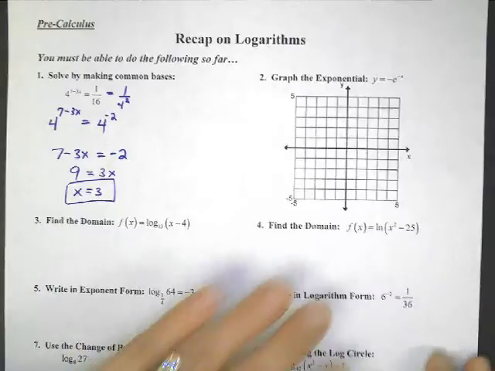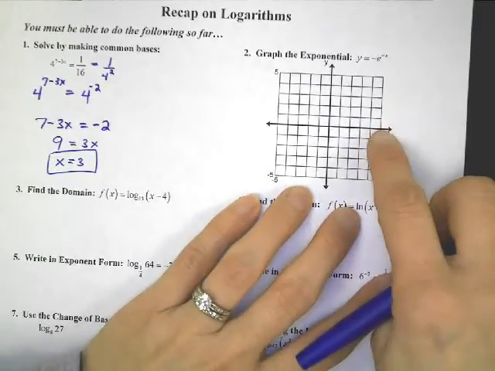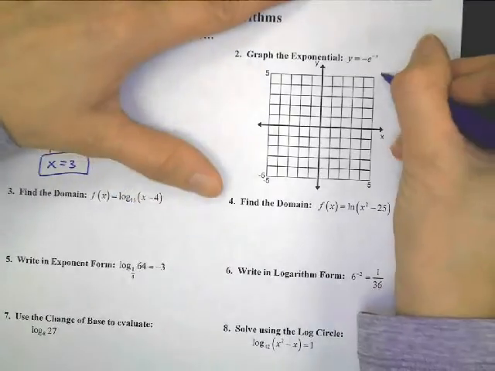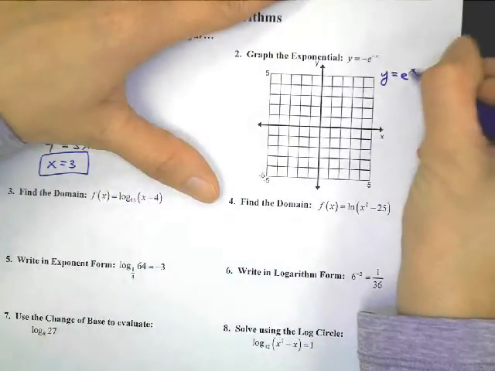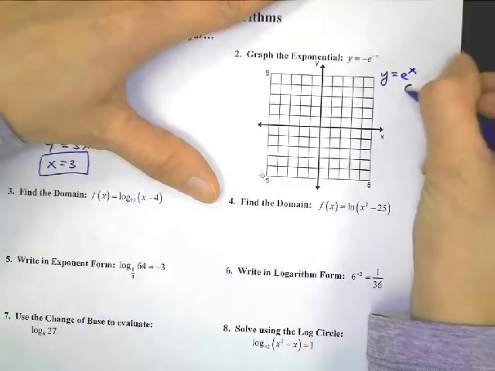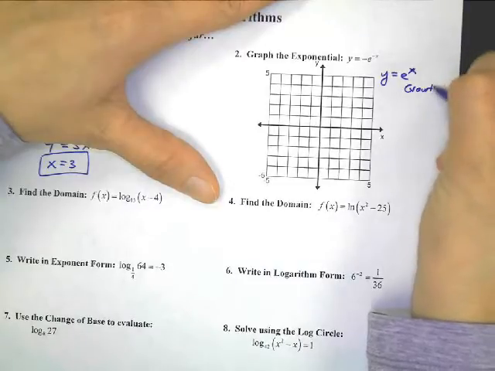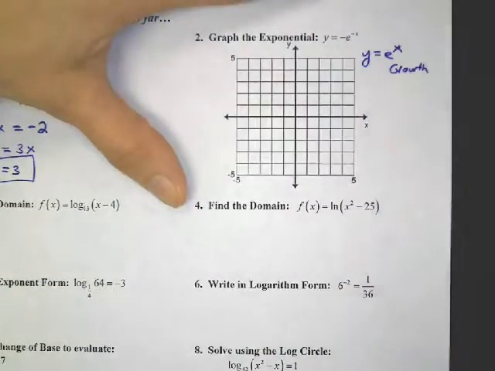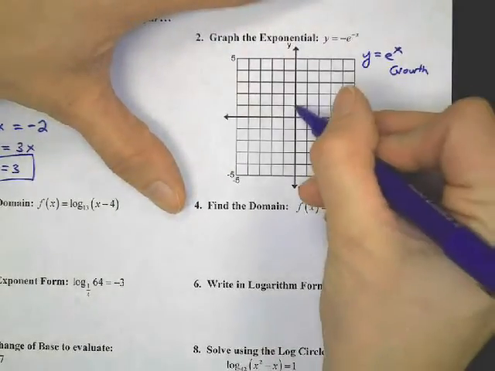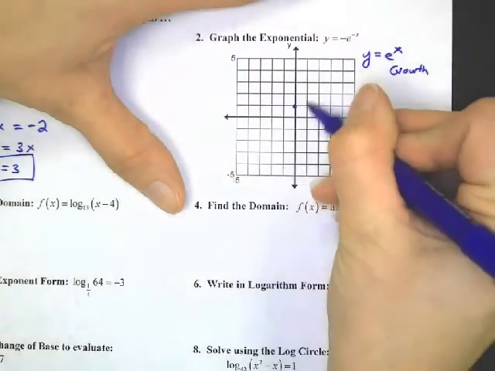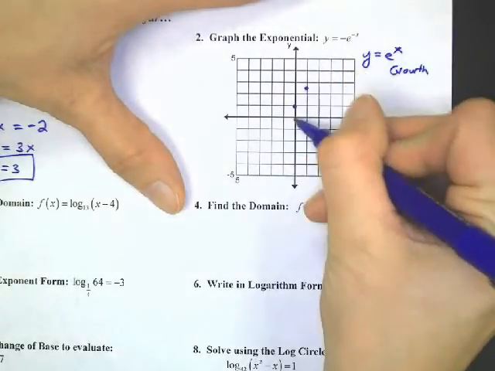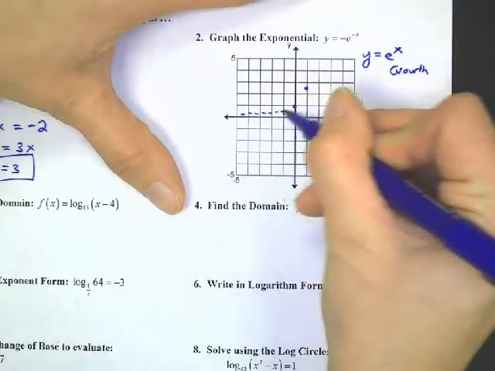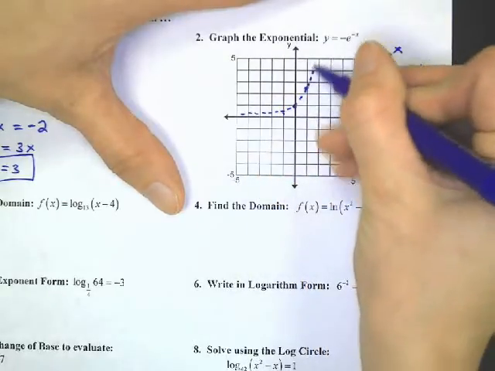Okay? The second thing you must be able to do is graph exponential functions. I'm going to graph a basic y equals e to the x. E to the x is exponential growth, because the base is more than 1. It's 2.7. So the special points would be 0, 1, 1 comma 2.7, and then negative 1, 1 over e.